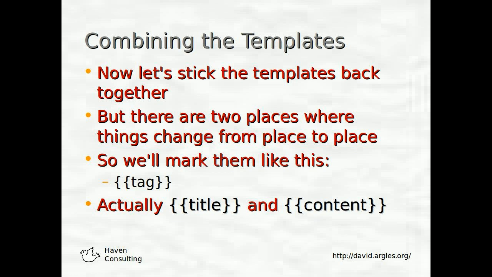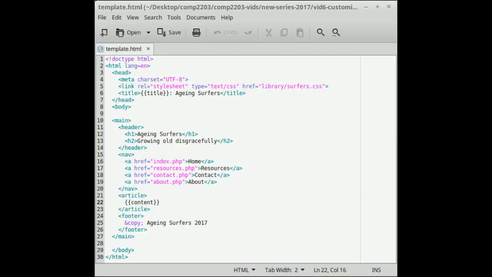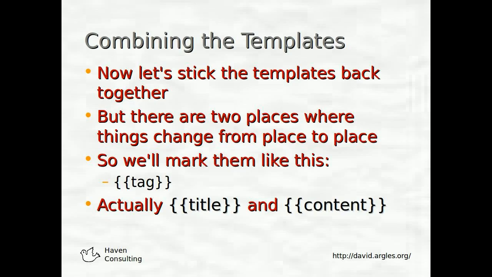But our whole problem was that there are 2 places where we need to change things from page to page. We can do that in our template by marking them like this. We'll use double curly braces with our tag in between the braces. In actual fact, in this combined template there are 2 places where we need to make changes. First of all, the title, and secondly the main page content. So the second of those is particularly significant, of course.